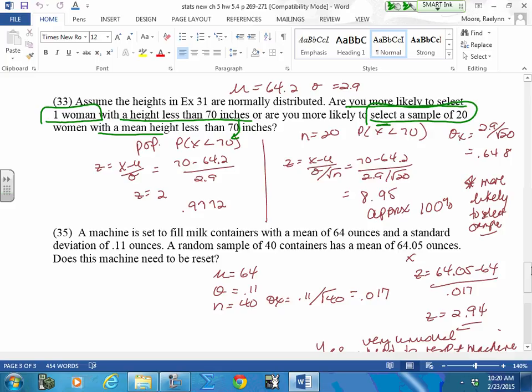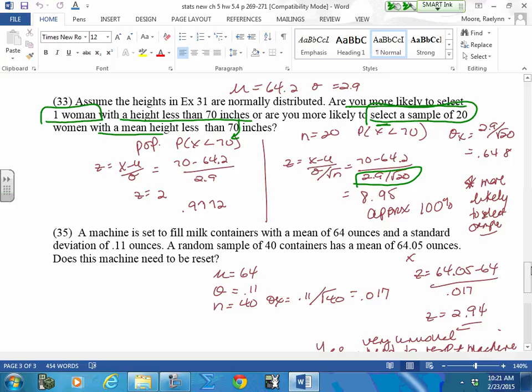What's throwing you guys off, and that's why I spent a lot of days up front on this, is the wording. It's your population mean, your population standard deviation, versus the mean of all your sample means. That's your sampling distribution. Okay. Why is it approximately 100? Because this one changed your standard deviation.